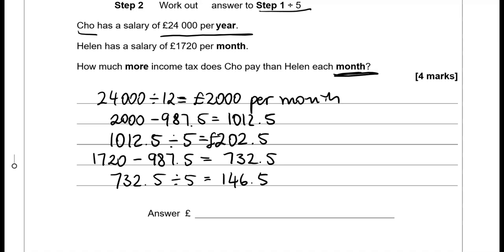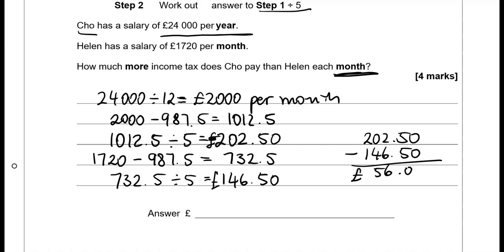So for Joe, that was £202.50. And for Helen, that is £146.50. So how much more does Joe pay than Helen? We've got to work out the difference. So we've got £202.50 take away £146.50, and that gives us £56.